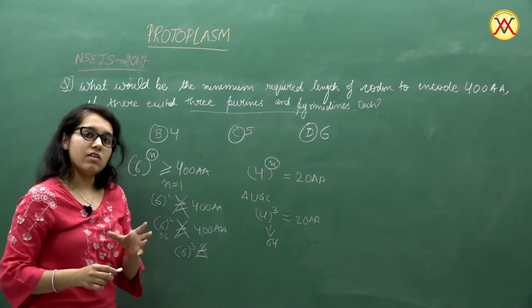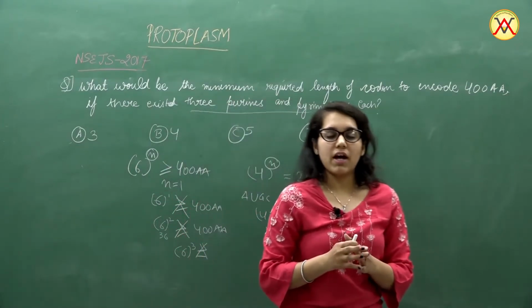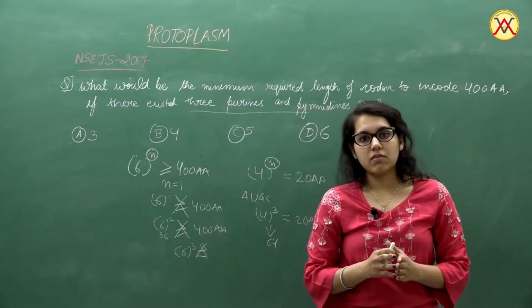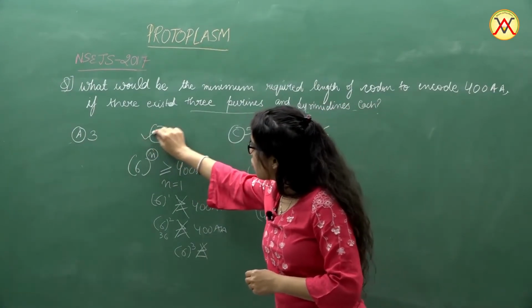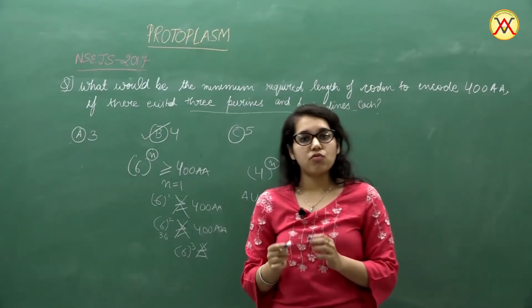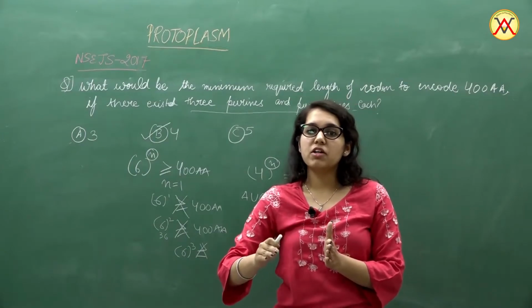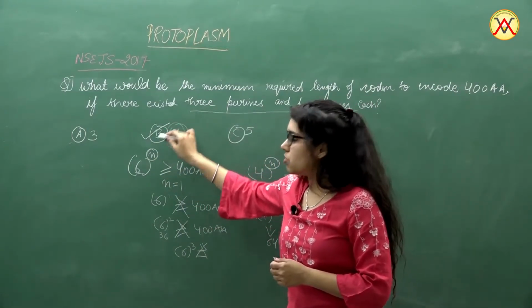But when we place the value as 4, that is 6 raised to the power 4, we get 1296, which is more than sufficient to code for the 400 amino acids. So the answer to this question will be 4: the length of the codon required to code for 400 amino acids, with purine and pyrimidine number equal to 6, will be 4.